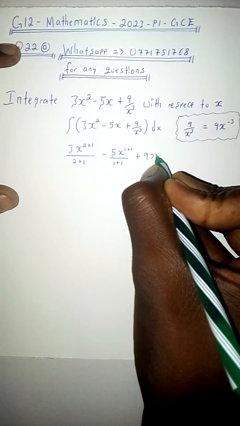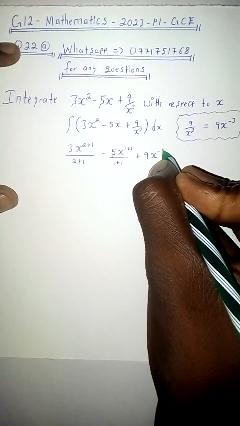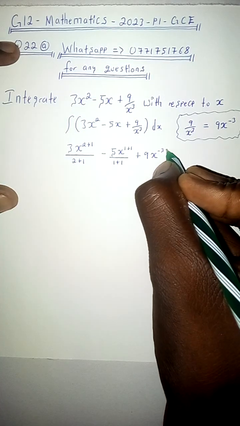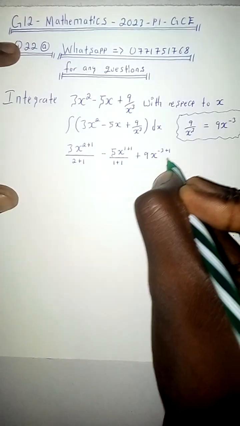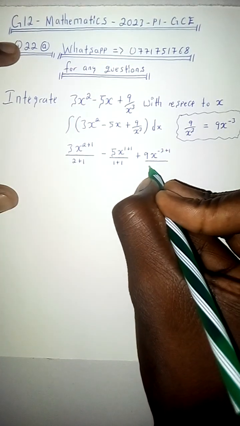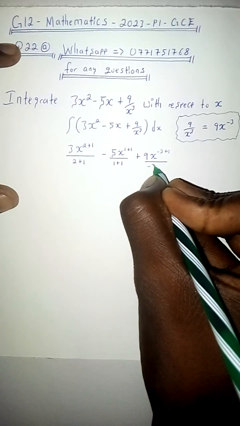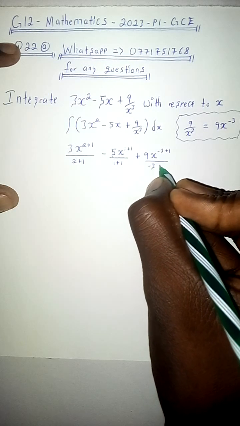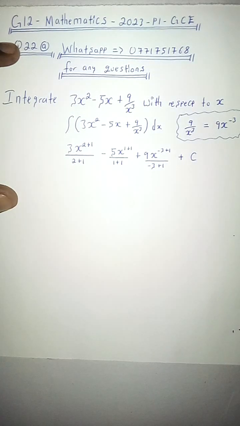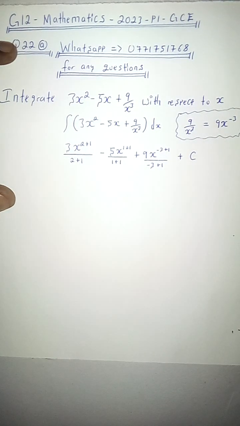Therefore, here we are going to have 9x to the power negative 3. As usual, what do we do to the power? Well, we add 1 to the power. Then down there, what do we do? We get the entire power, which in this case we have negative 3 plus 1. Then we add c. Okay?